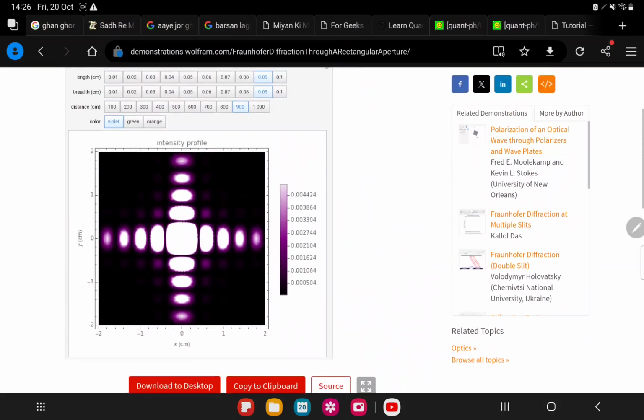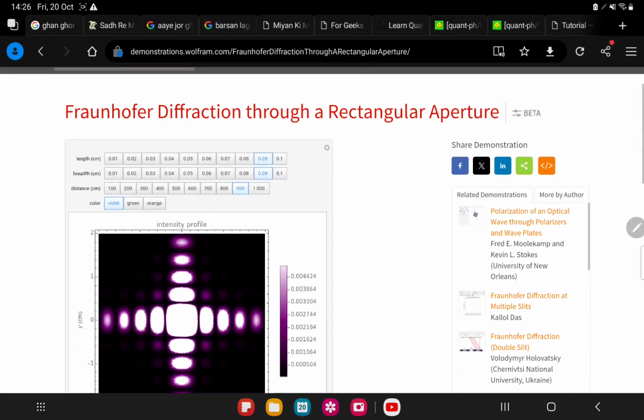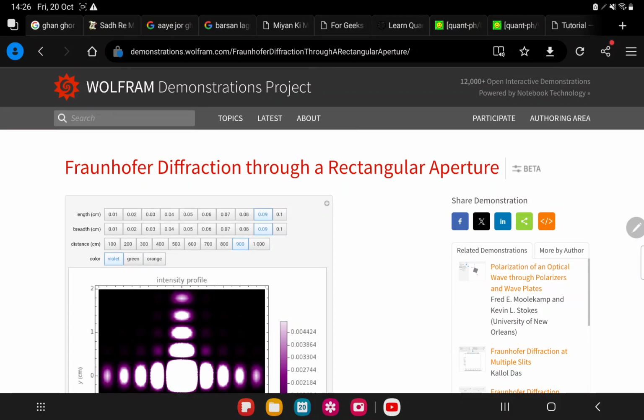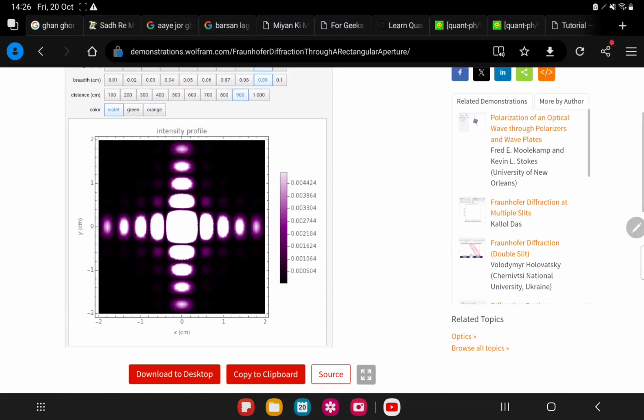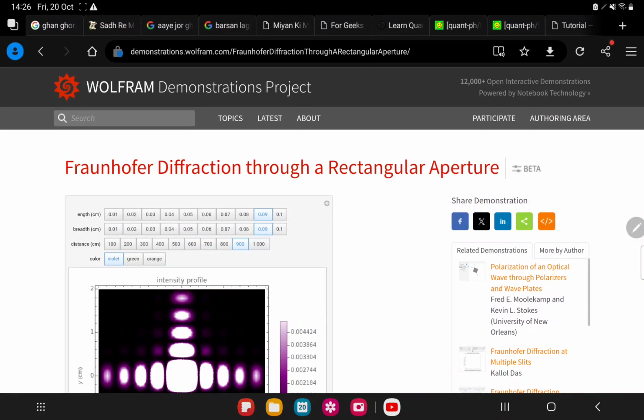And you could download this. It is free to download, and there is a CDF player which is also free to download, and using that CDF player you can run this Mathematica program.